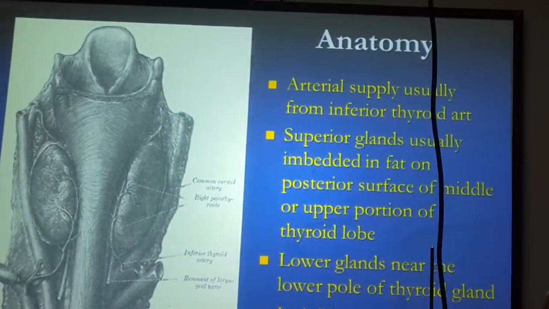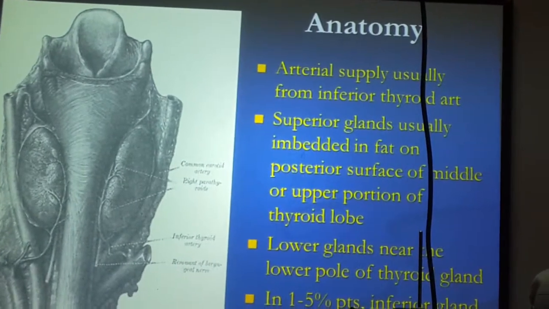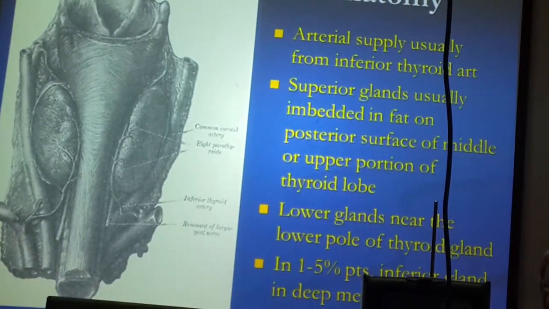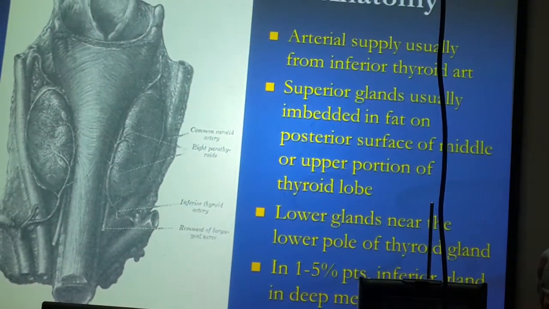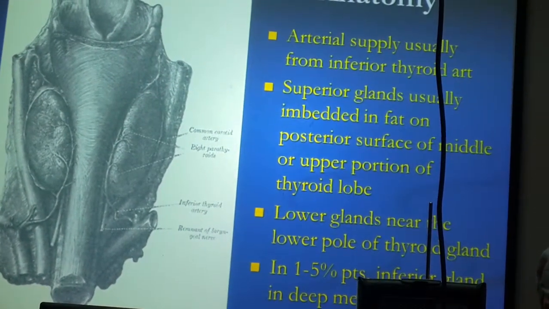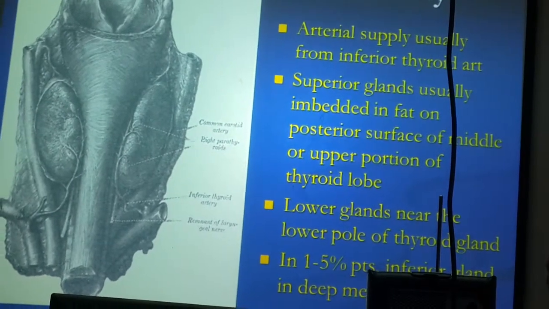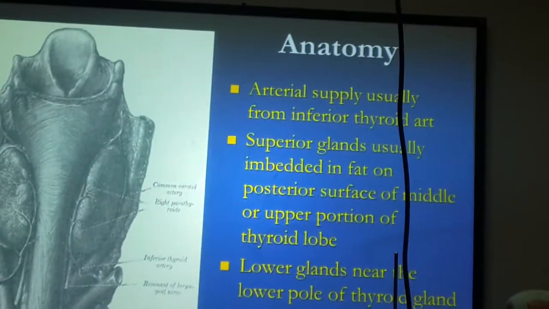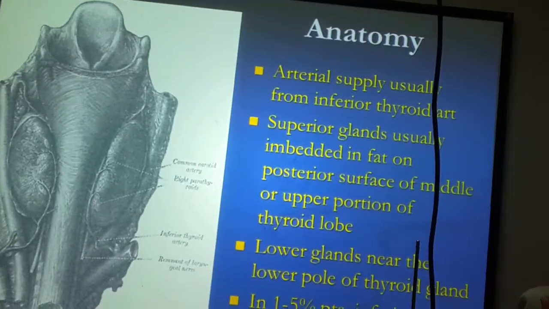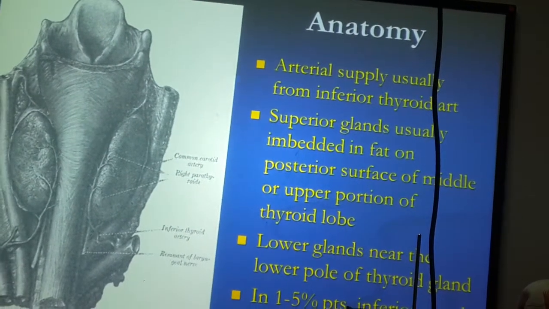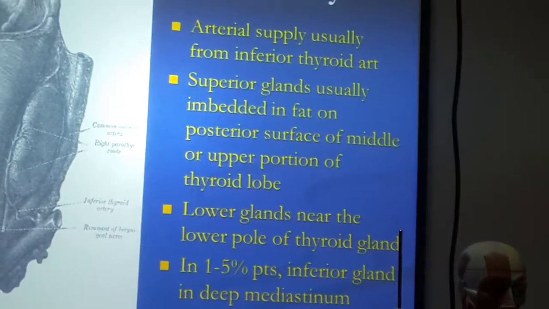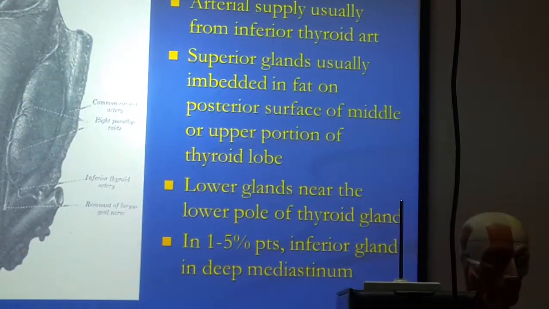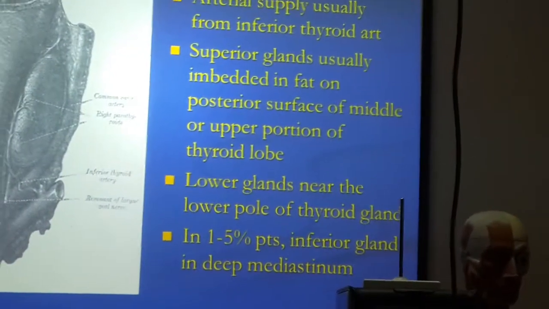Next is about the arterial supply of the parathyroid gland. It is by the inferior thyroid artery. The blood supply of the parathyroid gland is by the inferior thyroid artery. This is the main artery that supplies the parathyroid gland.